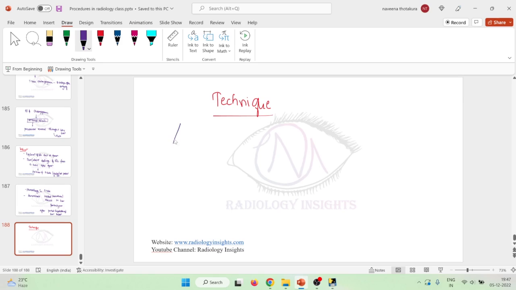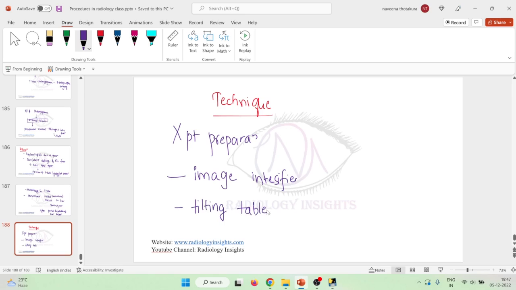For T-tube cholangiogram, there is no need of any patient preparation. Second, it is done in a fluoroscopy unit with an image intensifier, and we also need a tilting table. We can't do it on a normal table. We need a tilting table, and this is done 7 to 10 days after the surgery.